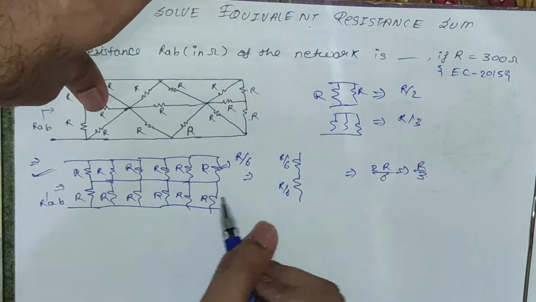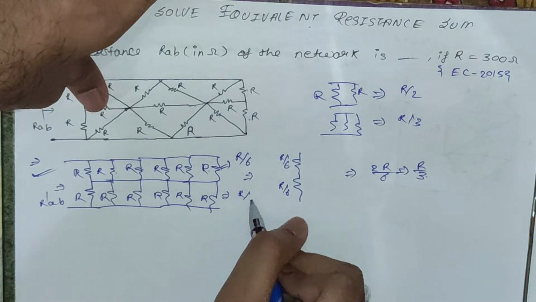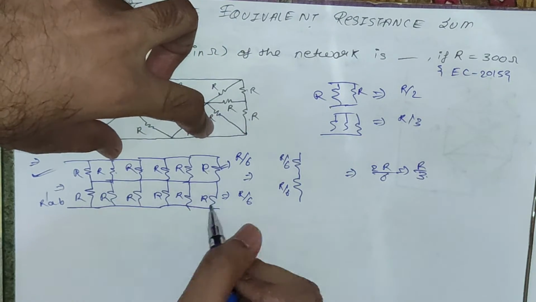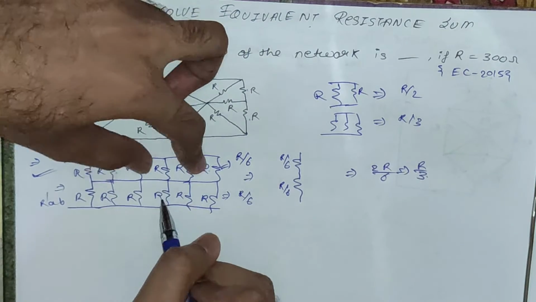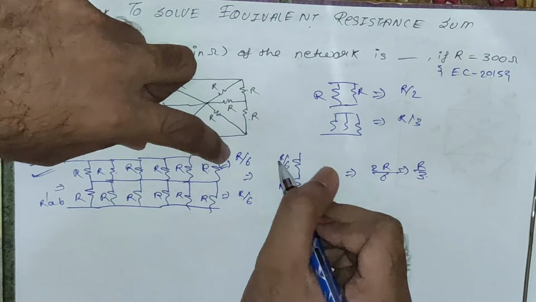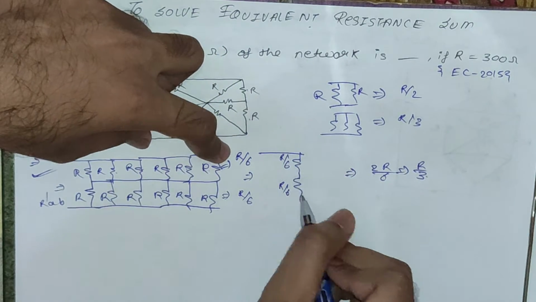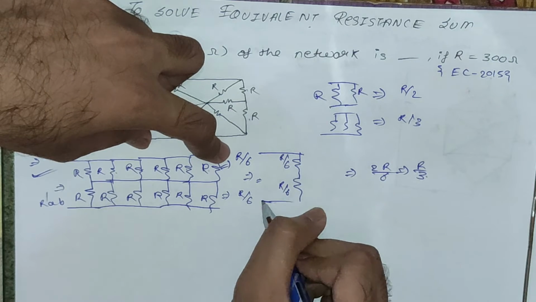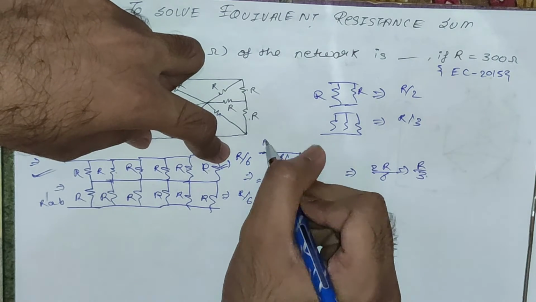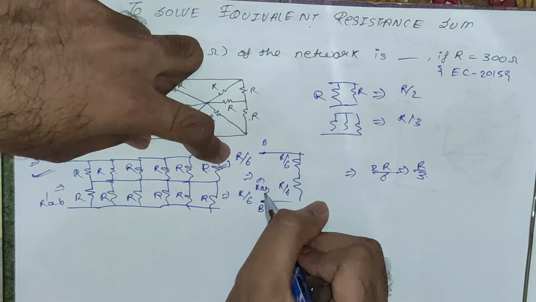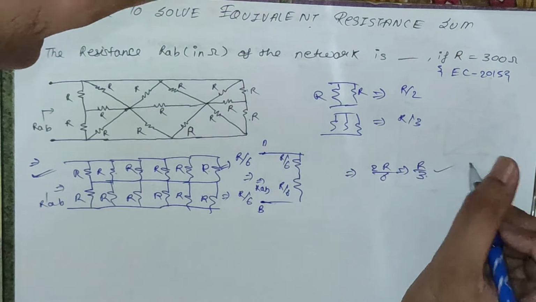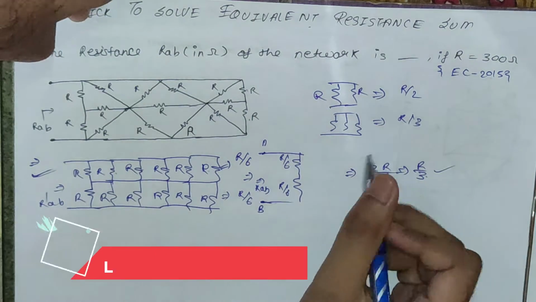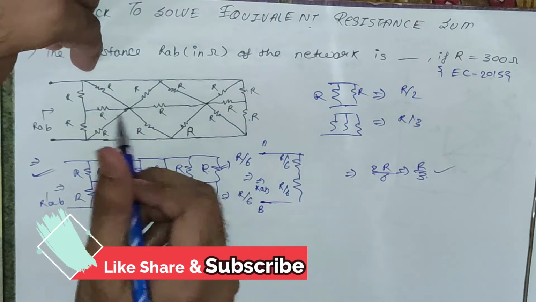Similarly for the bottom side, the equivalent resistance will be R by 6. This R is in parallel, but the equivalent of these resistances is in series with this resistance. You can see it is somewhat like this, R by 6, then again R by 6, then you have this point. This is B, this is A, and you have to find the equivalent resistance across this. If you add it, you will get 2R by 6, which is nothing but R by 3. So this is what we have seen using the short circuit concept.